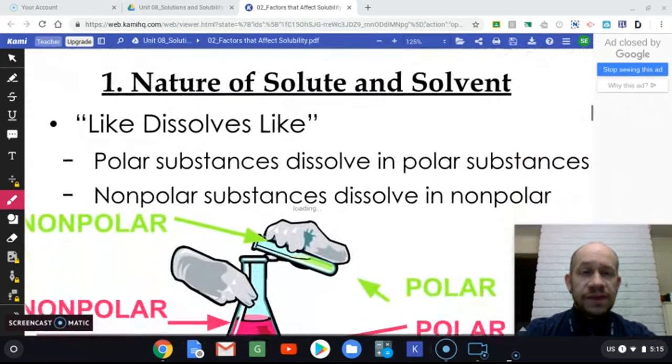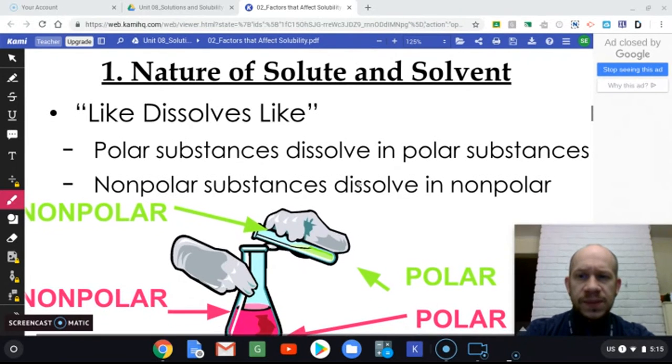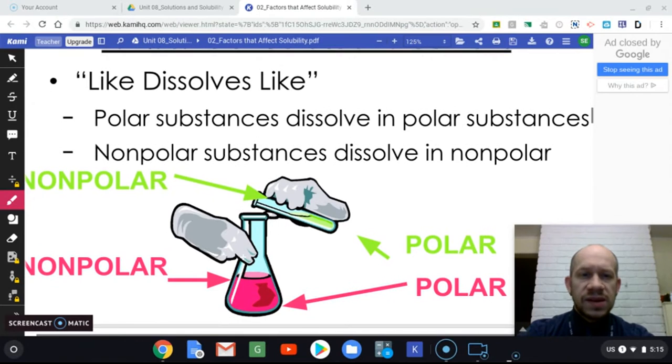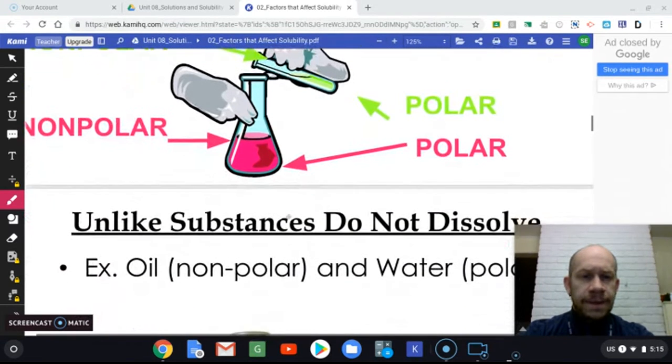All right, some factors that affect solubility. One, the nature of the solute and the solvent. So we've heard this before: like dissolves like. Polar substances will dissolve in polar substances, and nonpolar substances will dissolve in nonpolar substances. So if I have two nonpolar things, then they will mix together. Or if I have two polar things, then they will mix together. They'll dissolve.